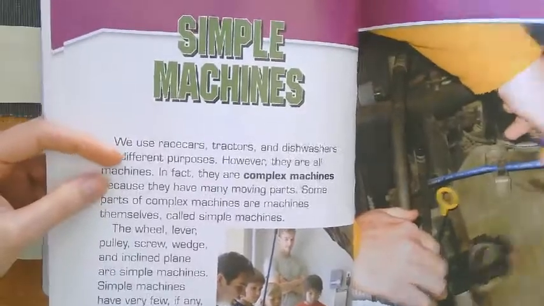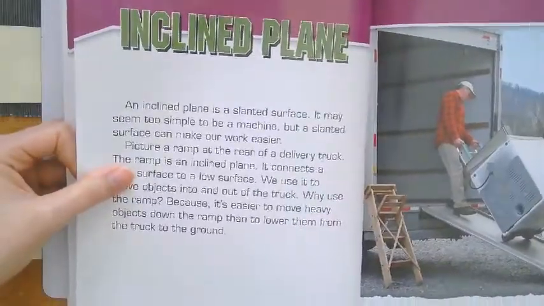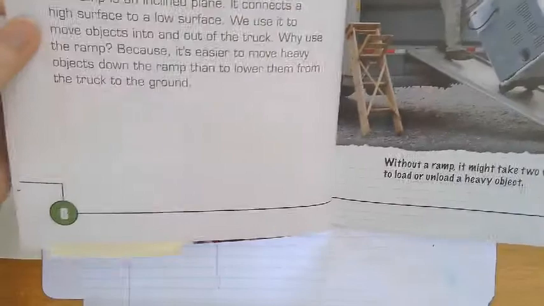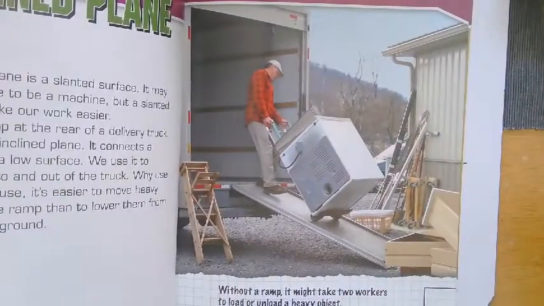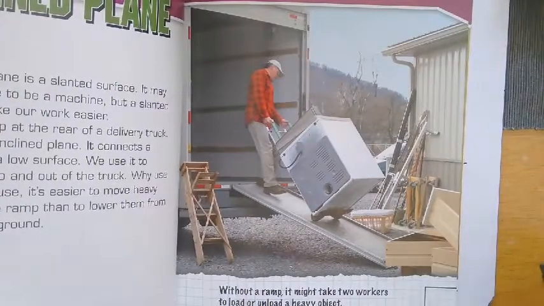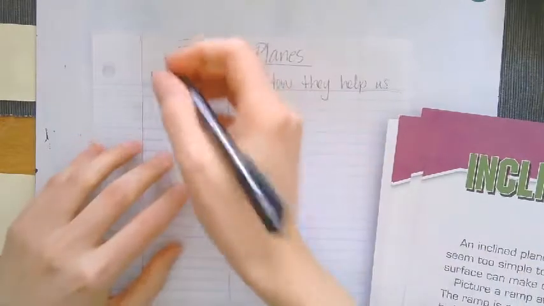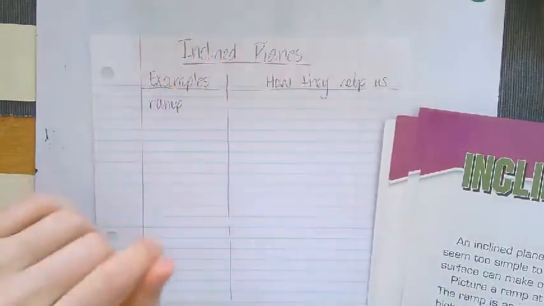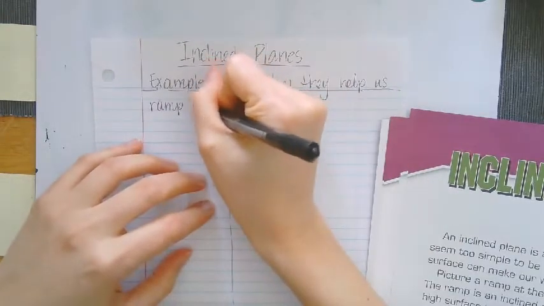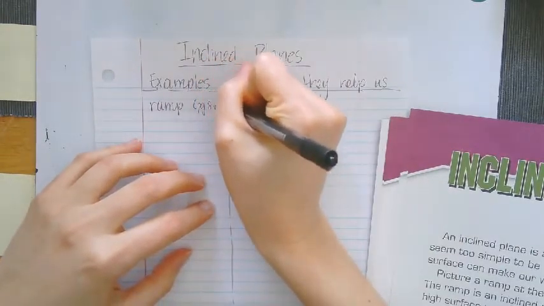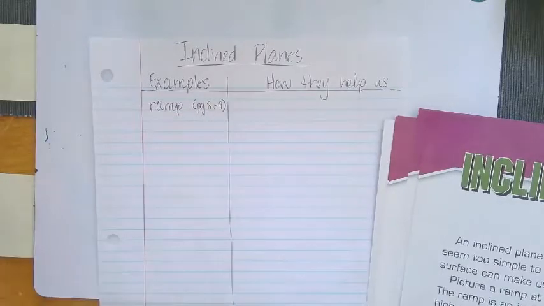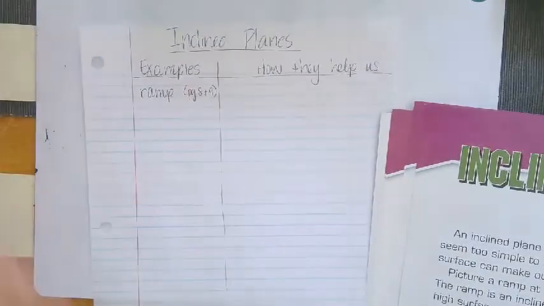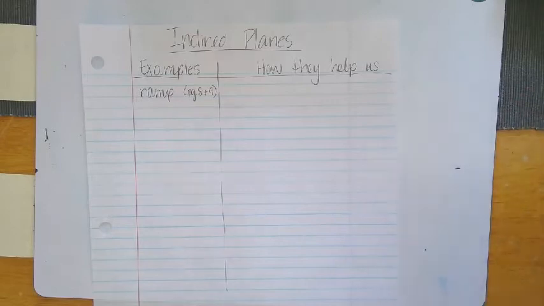So my first example, found on page 8 and 9, is one that we're very familiar with, and it's the ramp. Okay, I'm going to go ahead and write that down. I can write the page number, I don't have to. Page 8 and 9, just in case I need to go back and find more information for it. Okay, so how does a ramp help us?